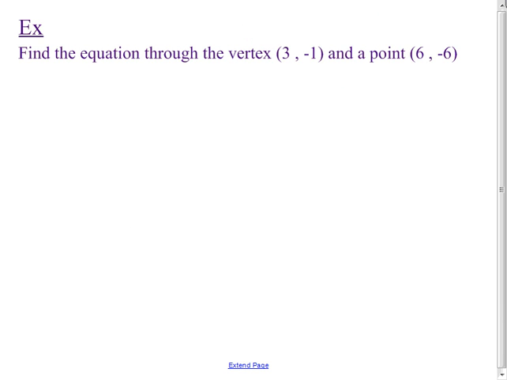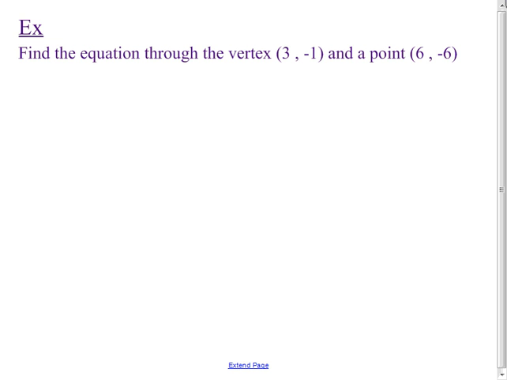Okay, the second example I want you to look at is when I give you a vertex and a point. Now I'm only giving you 2 points. Now I do want to let you realize that you could find the symmetric point, find 3 points, and then use standard form. But the problem with standard form is you have to rely on your calculator for that. If I give you a vertex and a point, you don't always have to use your calculator either. So you can just find an equation through those 2 points.